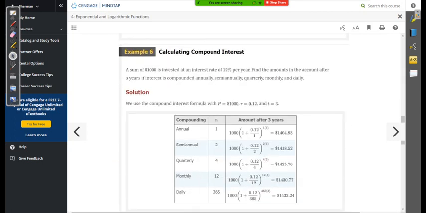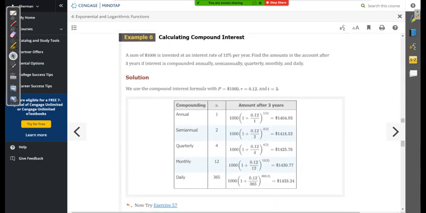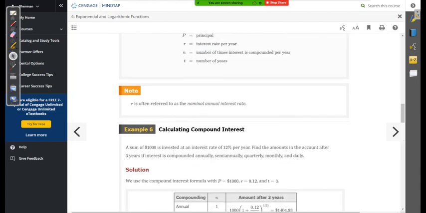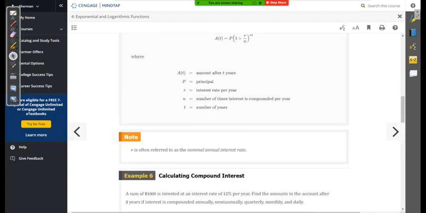Okay, so a sum of $1,000 is invested. So $1,000 would be my principal. That's what I'm initially putting in, and we see down here that it is indeed in the P position, the P spot, right? P being the number in front of the parentheses.